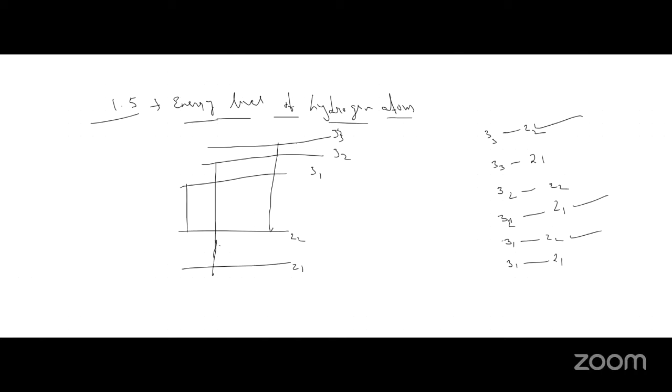Draw all the remaining ones as dotted lines: 33 to 21, 32 to 22, and 31 to 21. Here there are 6 lines in total, and of those 6 only 3 are visible. So this is about the energy level diagram of the hydrogen atom.